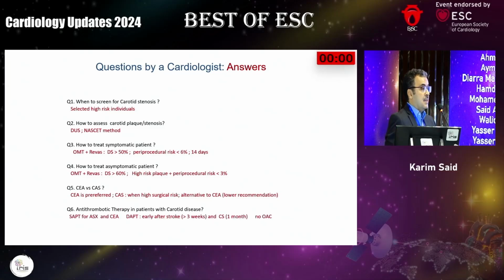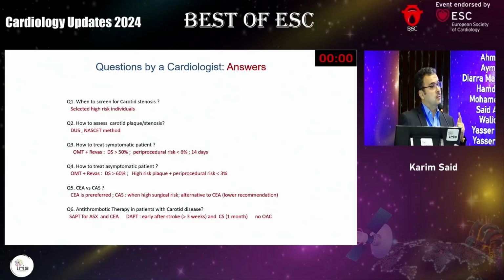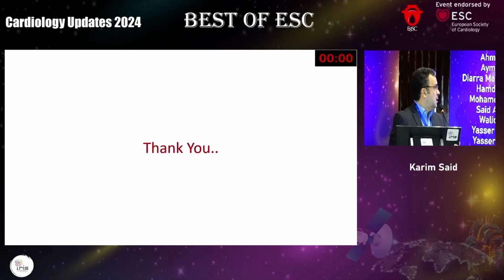Antithrombotic therapy: SAPT for all, except for the first month after stenting and the first 3 weeks to 3 months after an event. No role for other antithrombotic or anticoagulant agents. Thank you for your attention.